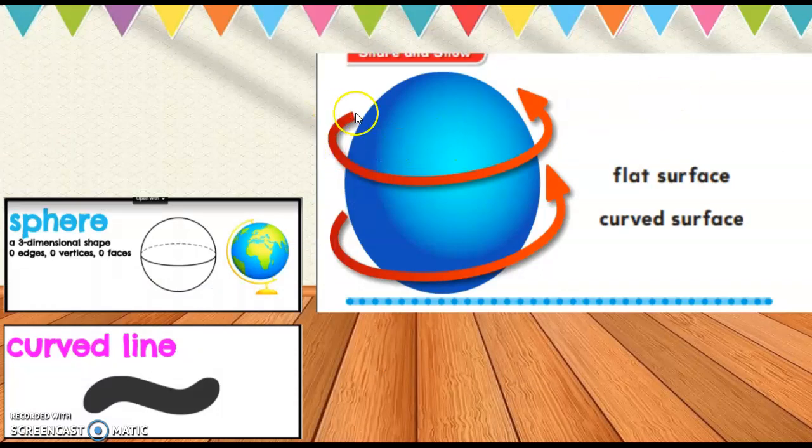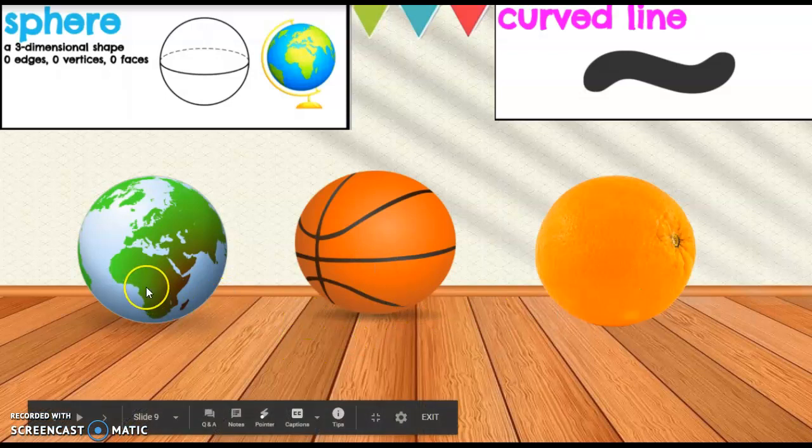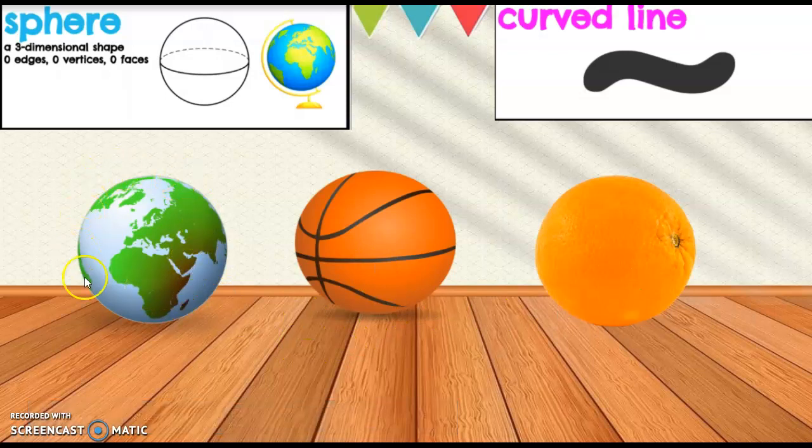All right. So we're going to get to the sphere again to discuss what type of surface a sphere has. Remember we said a sphere has a curved edge, or we can say a sphere has a curved surface. So what kind of surface does a sphere have? Curved. Yes, a sphere has a curved surface. These are some items that are shaped like a sphere, and we've seen these before. So we have a picture of the earth or a globe. We have a basketball and an orange.